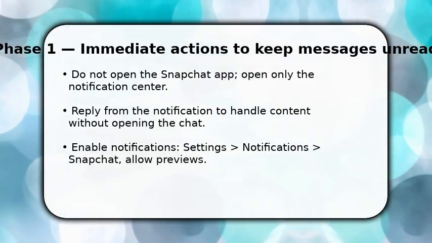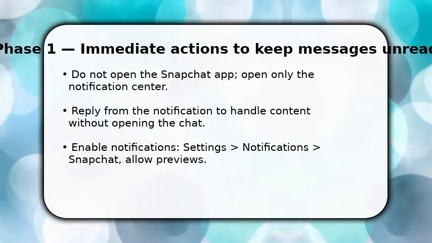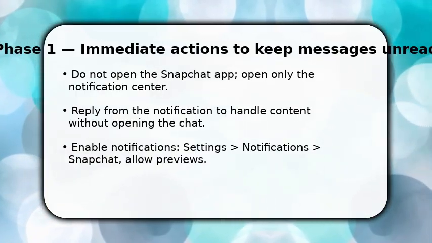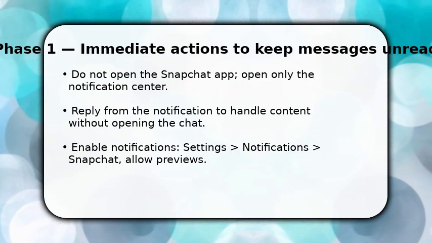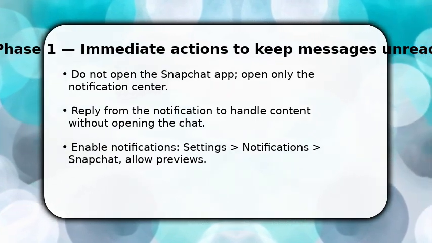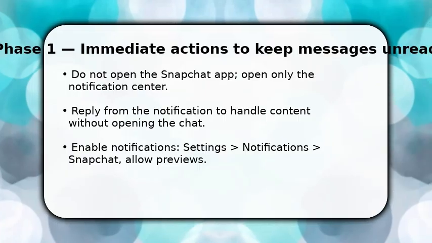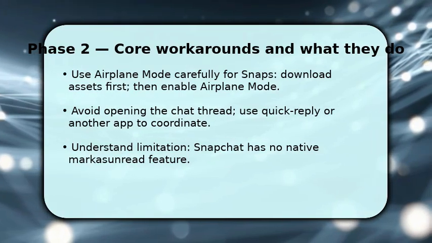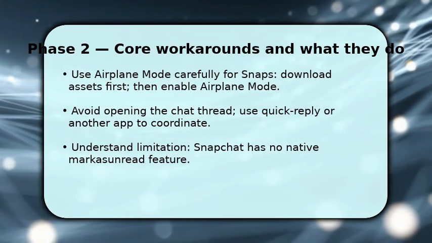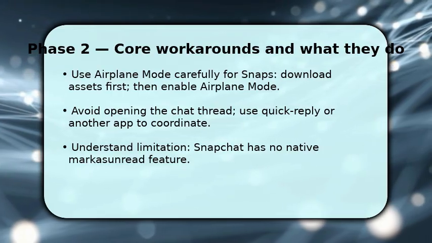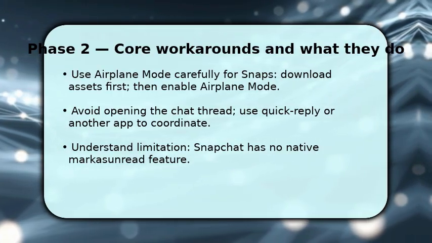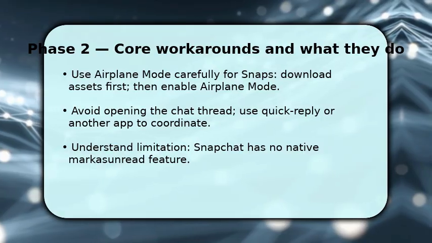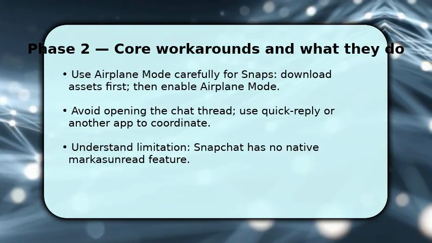If the preview lacks needed detail, ask the sender for a summary via another channel before opening Snapchat. This keeps the original message unread and intact. Once you need more detail, try the core workaround. For image snaps, let the message fully download in the background, then switch to airplane mode before opening. This can sometimes prevent a send receipt from reaching Snapchat servers.